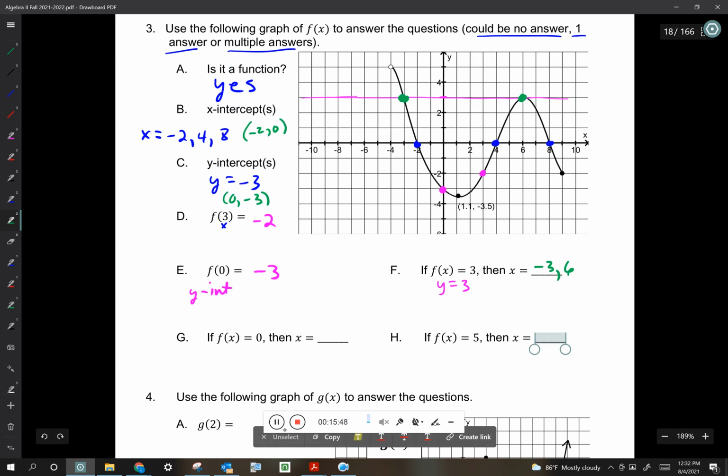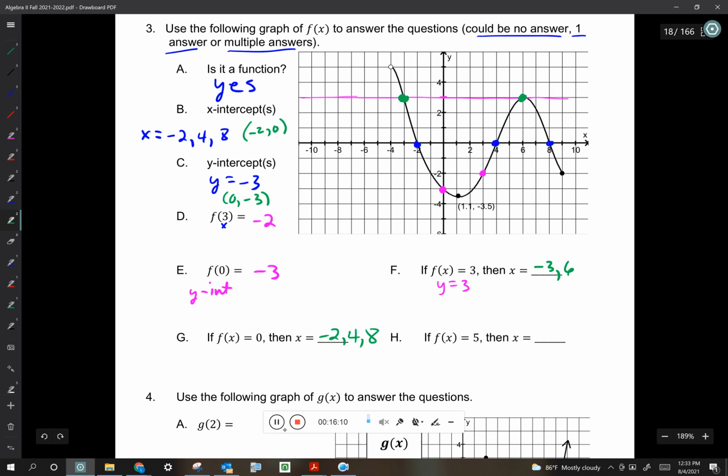Letter G, what if y equals 0? Well, remember, doesn't y equal 0 on the x-axis? So hey, aren't those just our x-intercepts? And didn't we say we had 3 x-intercepts? They were, what, -2 and 4 and 8.